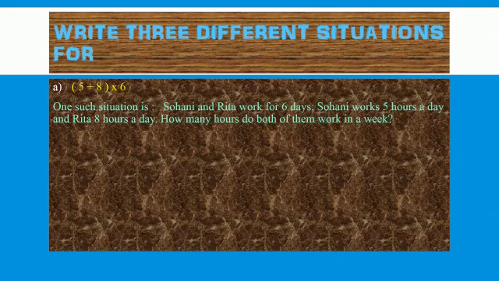Write 3 different situations for (5 plus 8) within the bracket into 6. Here we have an expression which has to be converted into a situation. One such situation is: Sohani and Rita work for 6 days. Sohani works 5 hours a day and Rita 8 hours a day. How many hours do both of them work in a week? This situation represents the above expression. In the same way, try for 3 more situations which we will discuss in the next schedule.